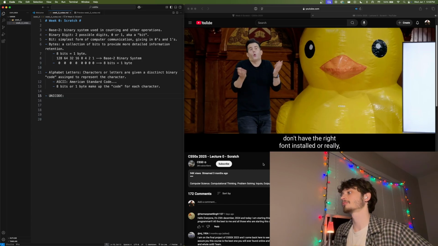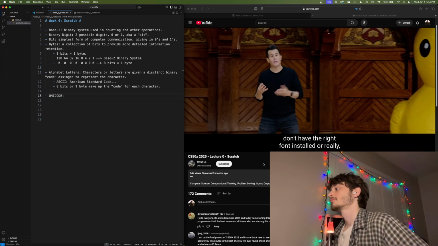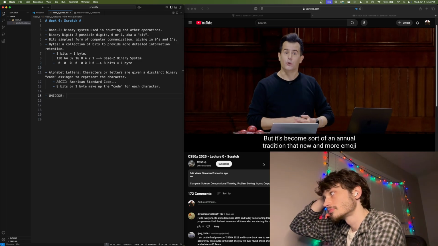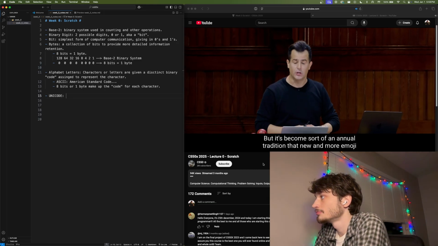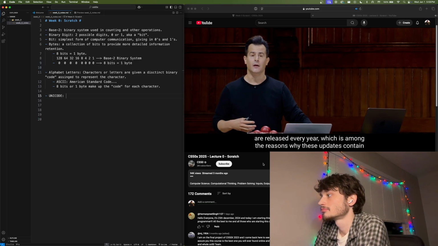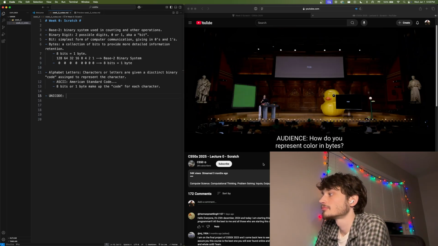Because it's as though you don't have the right font installed, or really you have an older version of that same font installed. But it's become sort of an annual tradition that new and more emoji are released every year, which is among the reasons why these updates contain more and more. Yeah?